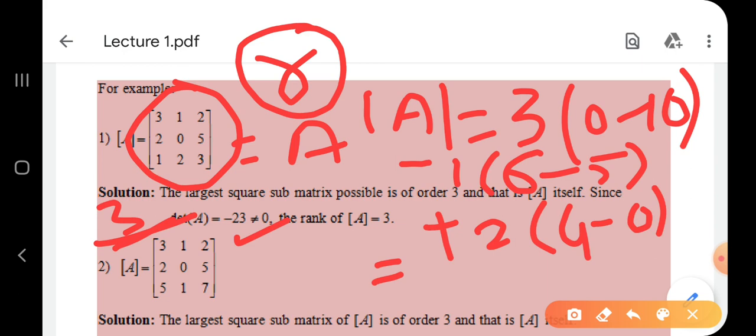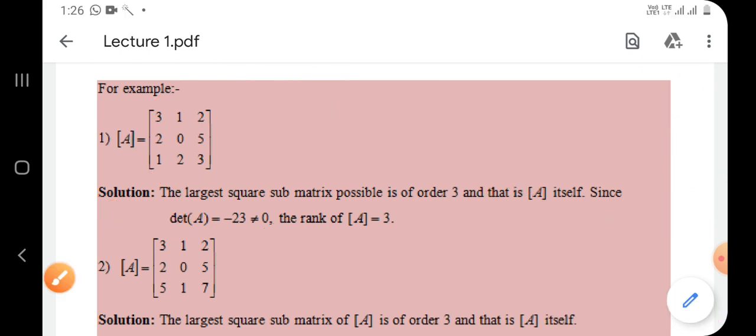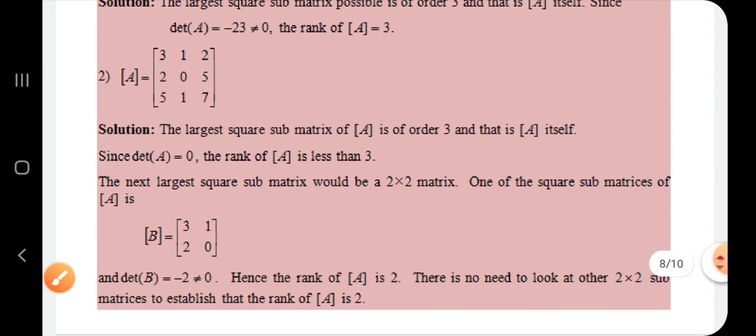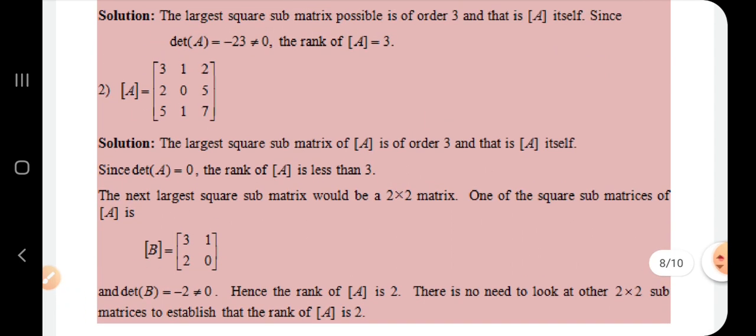Now you may get confused. What happens if a 4 by 4 matrix is there? Then we have to check that 4 by 4 determinant. If the 3 by 3 determinant is equal to 0, then what to do? That is our next concept here. So in the next example, we will see what happens if the 3 by 3 determinant is 0.